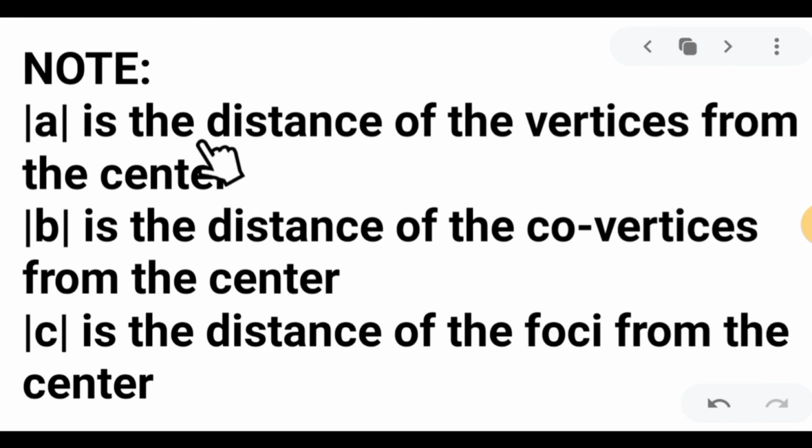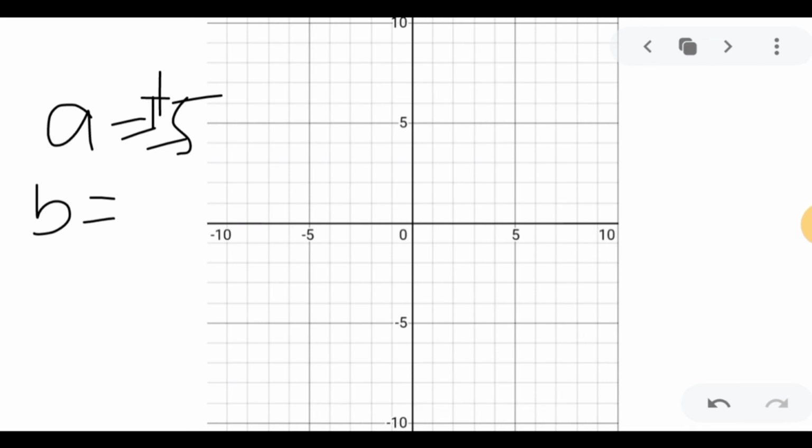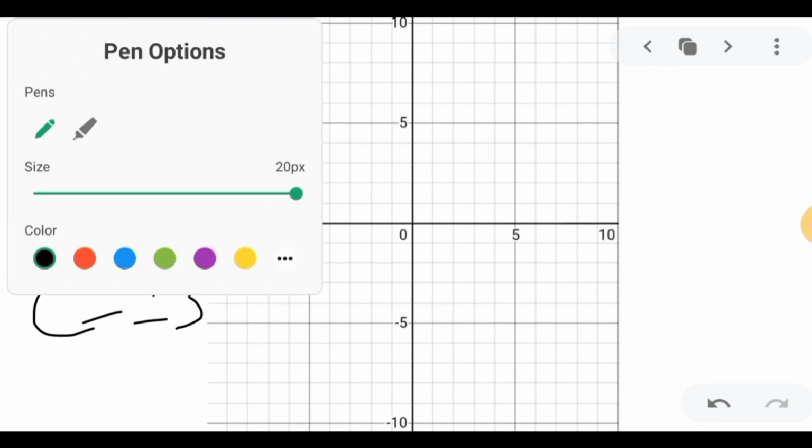Take note that a is the distance of the vertices from the center, b is the distance of the co-vertices from the center, and c is the distance of the foci from the center. The value of our a is positive or negative 5. The value of our b is positive or negative 4. And the value of our c is positive or negative 3. So let us plot that here on our coordinate system.